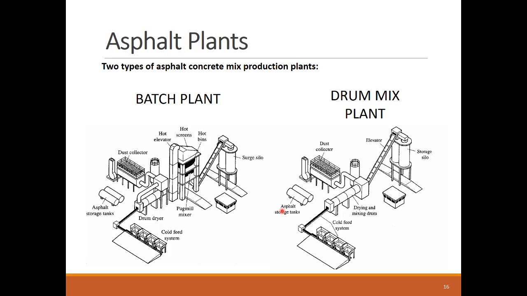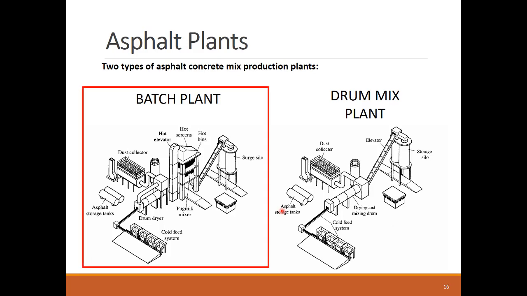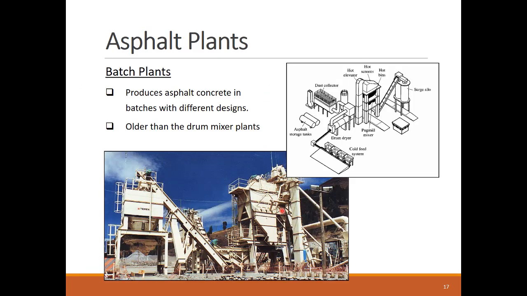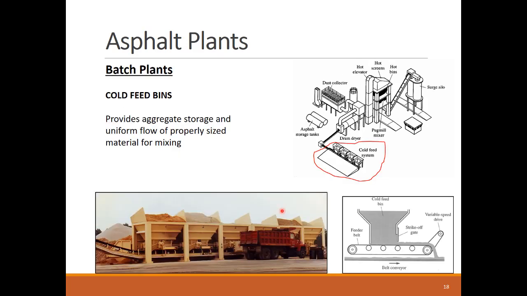There are two types of asphalt concrete mix production plants. Let's check the first type, the batch plant. Asphalt batch plants are considered the traditional designs of mixing plants, where the mix is done in batches of set proportions that are produced through the plant. Let's see the components of a typical batch plant.